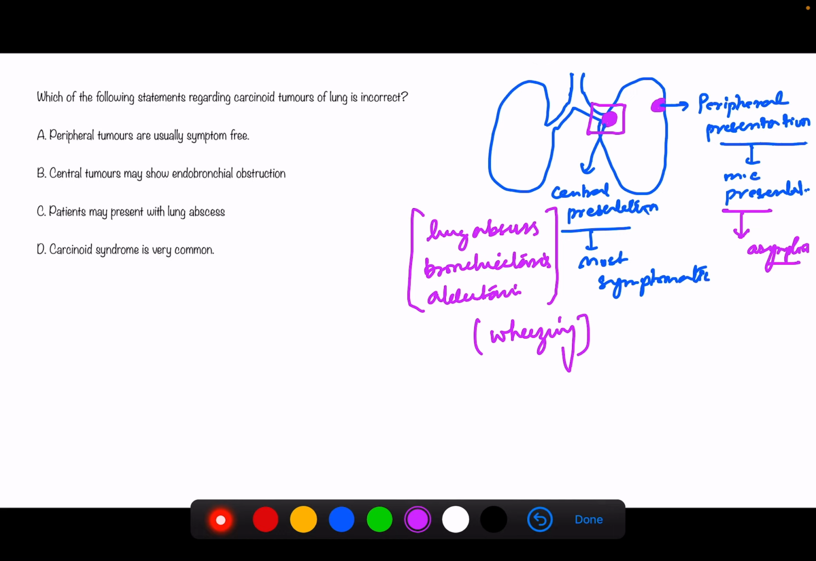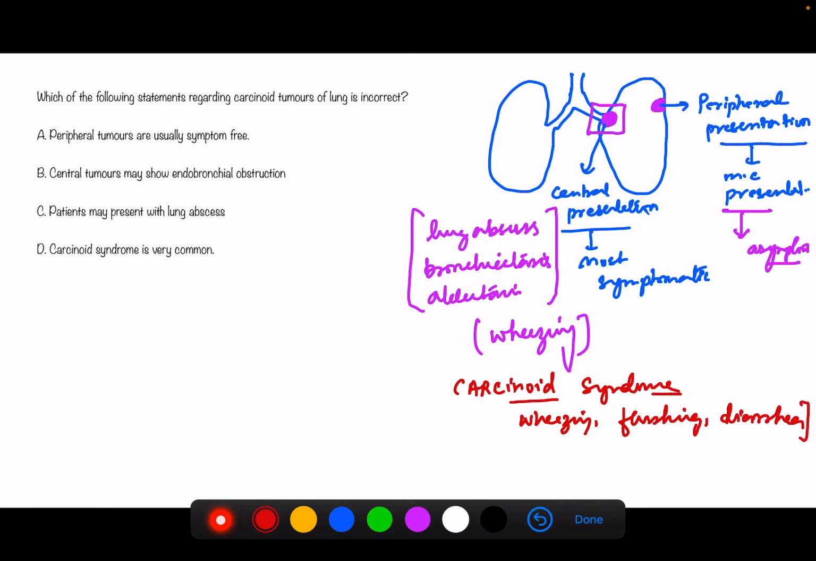There's another aspect of carcinoid tumors, that is carcinoid syndrome. What is carcinoid syndrome? Carcinoid syndrome consists of a constellation of symptoms like wheezing, flushing, and diarrhea. These symptoms are present in case of carcinoid syndrome. However, in case of typical carcinoids, this carcinoid syndrome is rare.